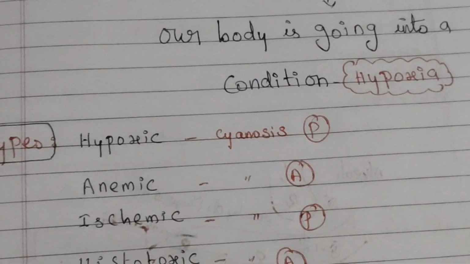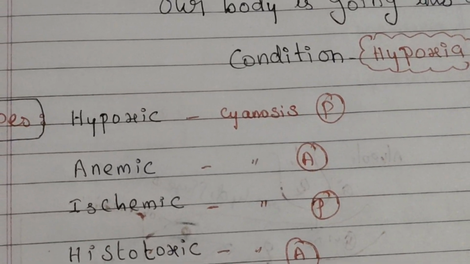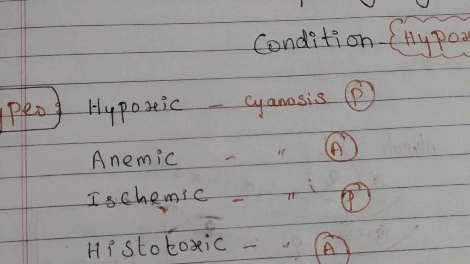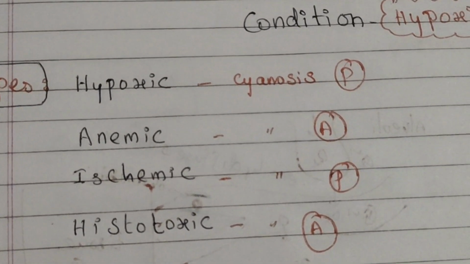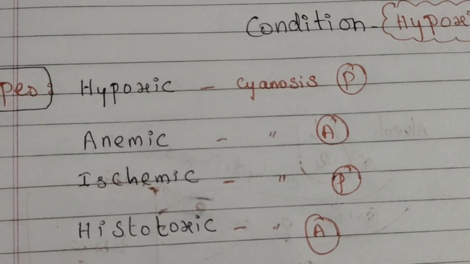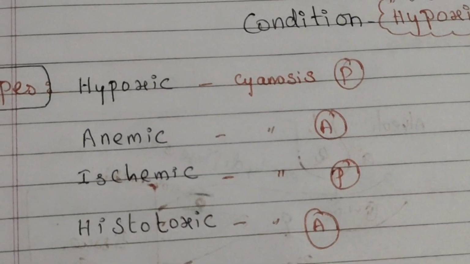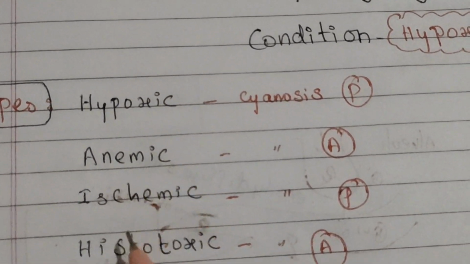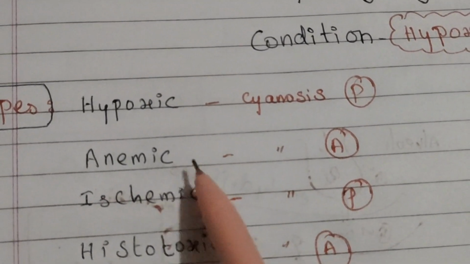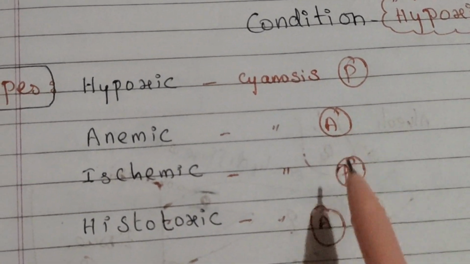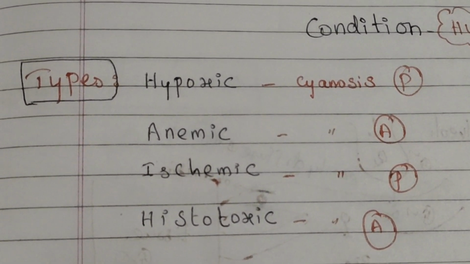That is hypoxic hypoxia, then anemic hypoxia, ischemic hypoxia and histotoxic hypoxia. And which type of hypoxia is related to this blue discoloration of skin, that is cyanosis? Hypoxic hypoxia and ischemic hypoxia are responsible for cyanosis. In anemic and histotoxic, there is an absence of cyanosis. So we will discuss these four types one by one.